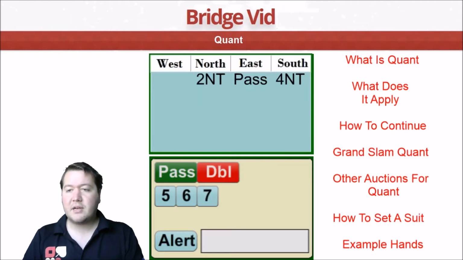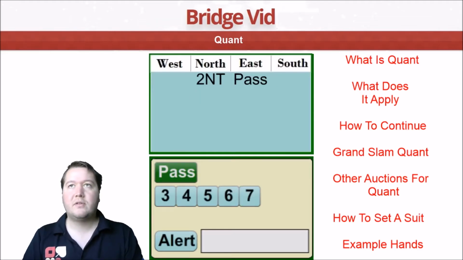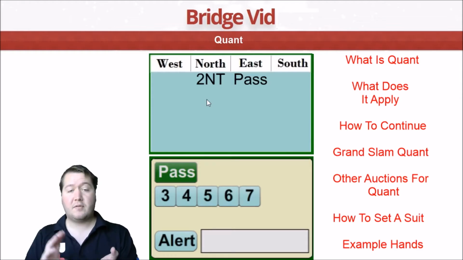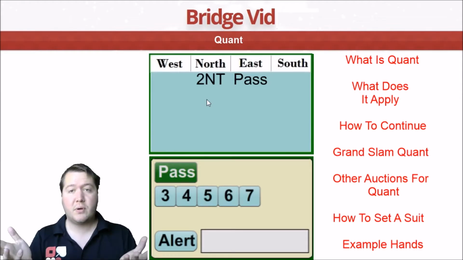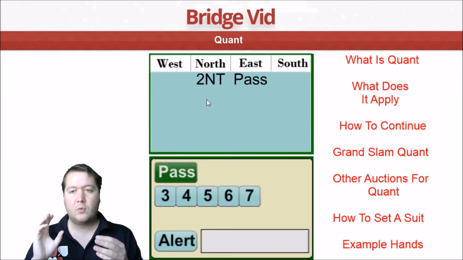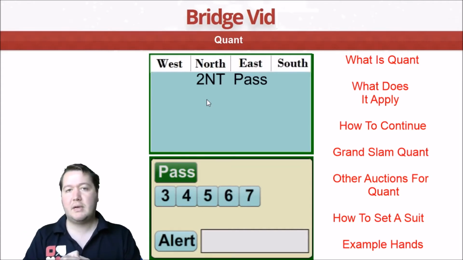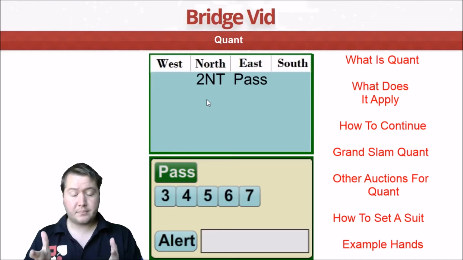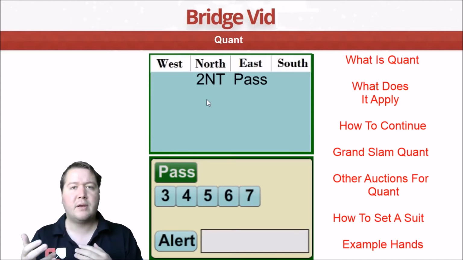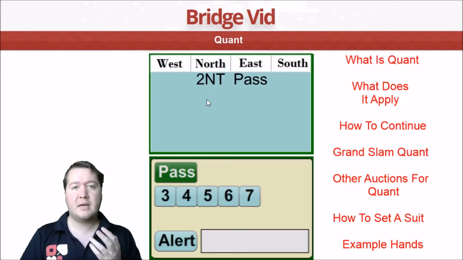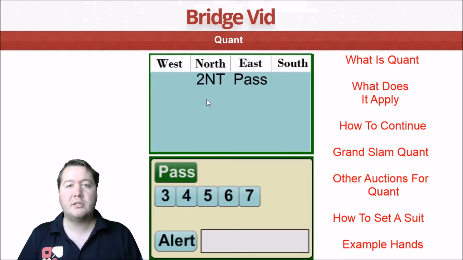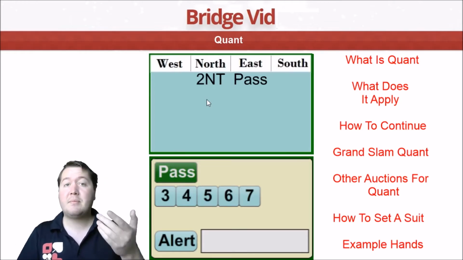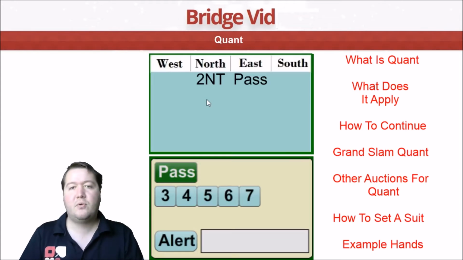Alright, I was going to touch on Grand Slam Quant. So sometimes, if you've got 37 or more points, you want to play in Grand Slam. And sometimes when partner opens or shows a balanced hand, you might not know if you're at 37 or maybe 35, depending on what their range is. And you want to say, hey partner, are you maximum or minimum for your range? I either want to play in Slam or Grand Slam. So what can we do for that?